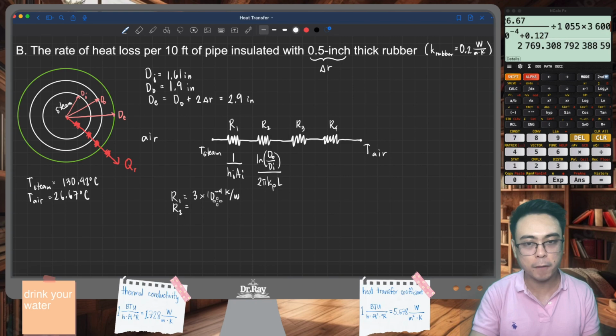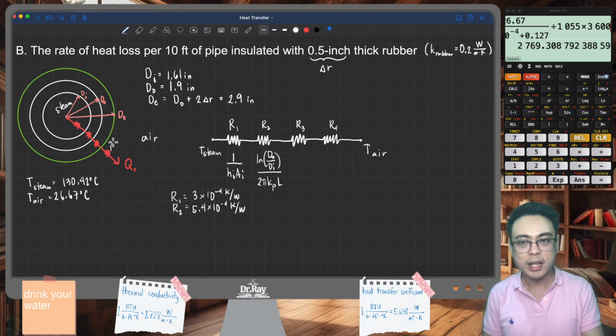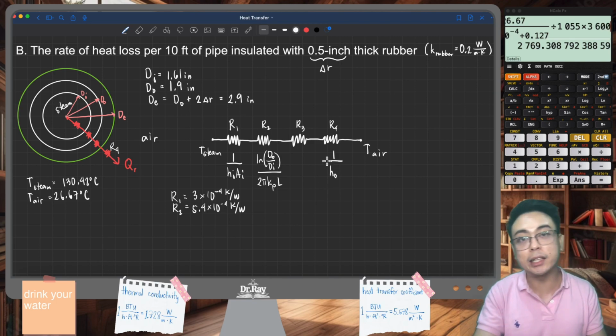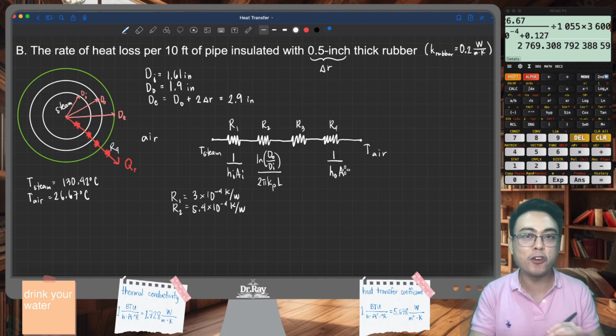Kelvin per watts. And then after that, we just have R3 and R4. But you have to be very careful because remember that R4 here, the fourth resistance, is resistance due to convection on the outside. We can write it as 1 over HO. This is the external heat transfer coefficient, but your area should be the overall external surface area of the system.